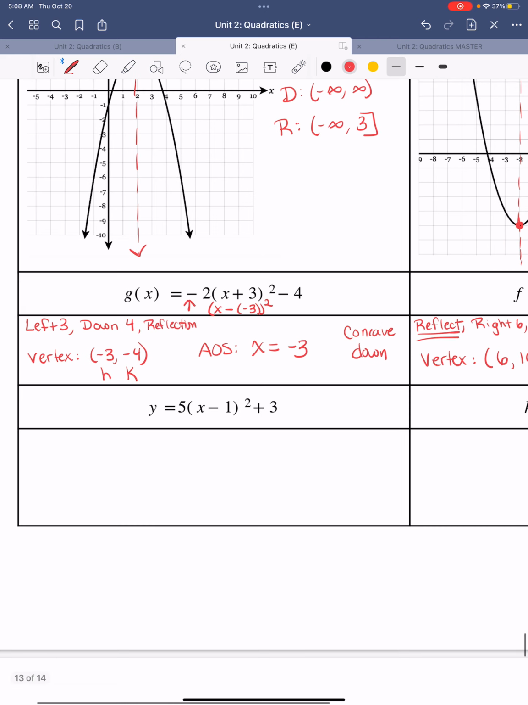For this one, we're moving again because this is x subtract h, and my h is telling me how many units to the left or right I'm moving. It's going to be 1 unit to the right, so right 1. And then it's plus 3, so it's going up 3. So my vertex is 1, 3. My axis of symmetry is x equals h. My h value is 1, so x equals 1. And because 5 is positive, it's concave up.